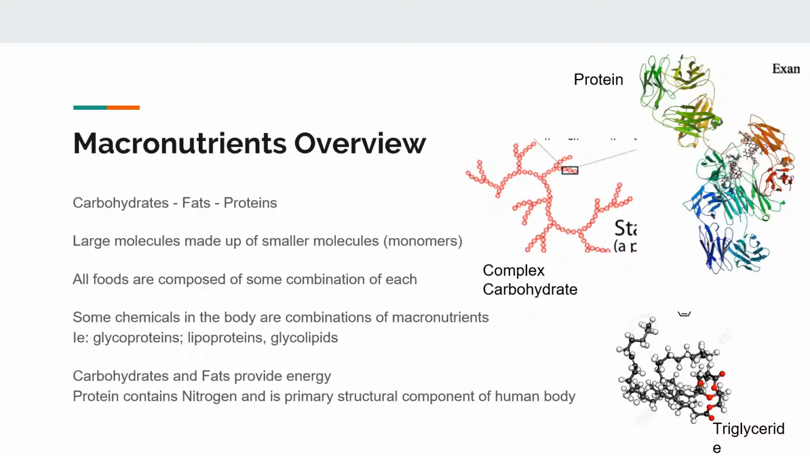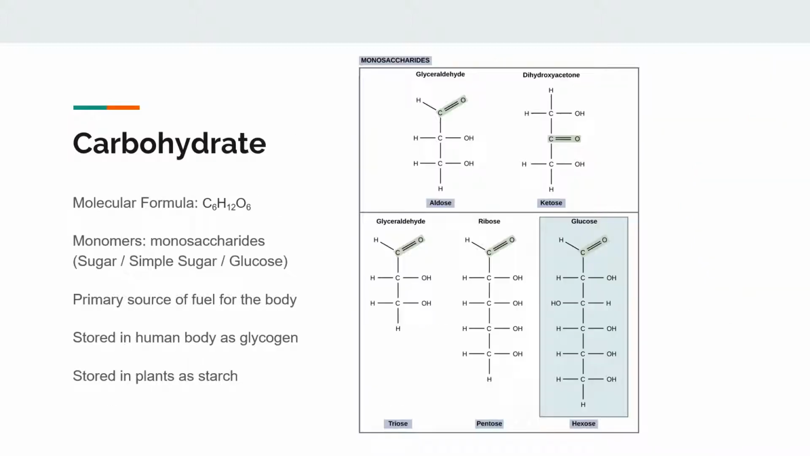This lecture will focus exclusively on carbohydrates, so we'll go a little deeper into fats and proteins in subsequent lectures. Remembering that the main function of the carbohydrate is to be the primary source of fuel for the body, we'll see in the next slides that humans can store carbohydrates, or glucose molecules, in the form of glycogen, and plants can store carbohydrates in the form of starch.